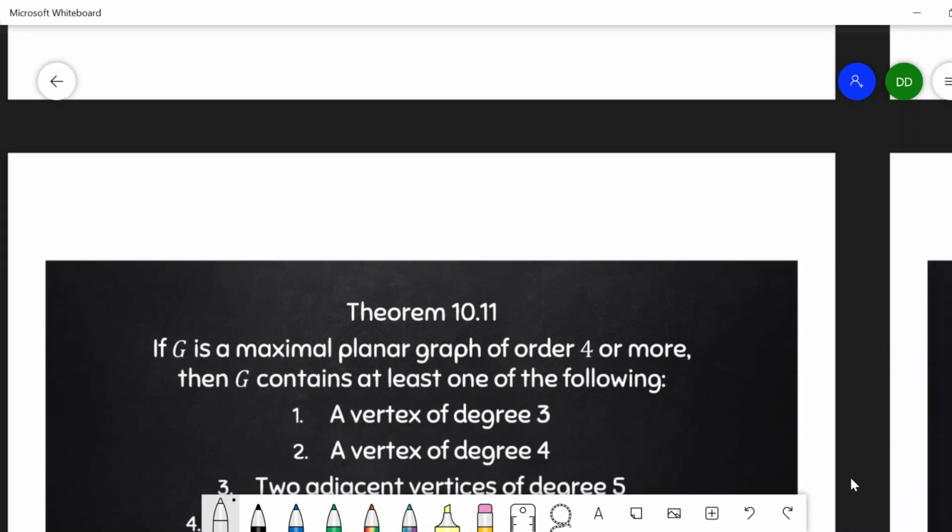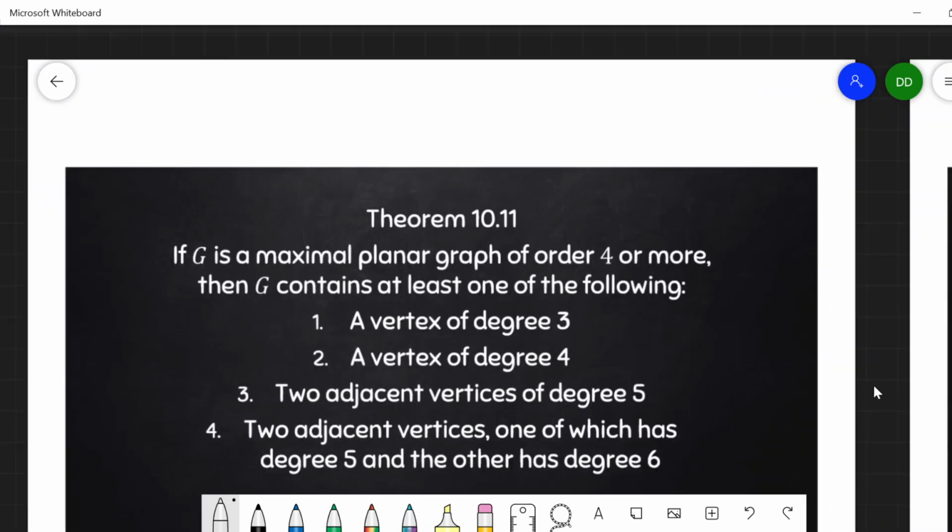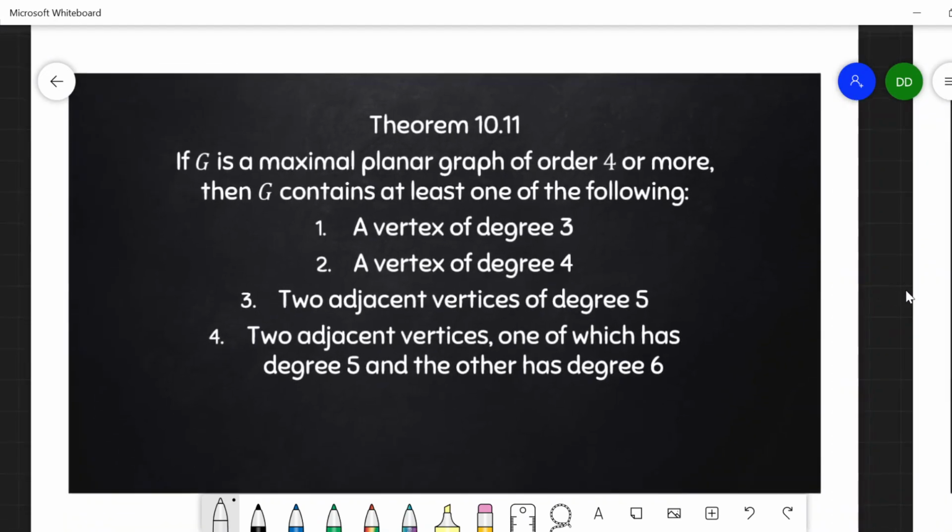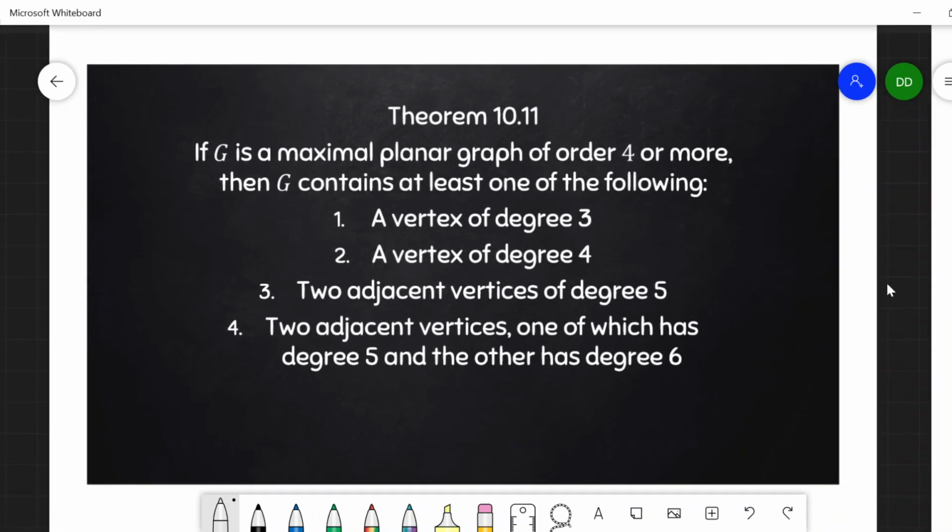There are some other big results about maximal planar graphs, and in particular about their degree. One interesting result is this one. If G is maximal planar of order 4 or more, then one of these things has to happen. Either you have a vertex of exactly degree 3, a vertex of degree 4, or 2 adjacent vertices of degree 5, or 2 adjacent vertices, one of which is degree 5 and the other is degree 6. One of these 4 things has to happen.